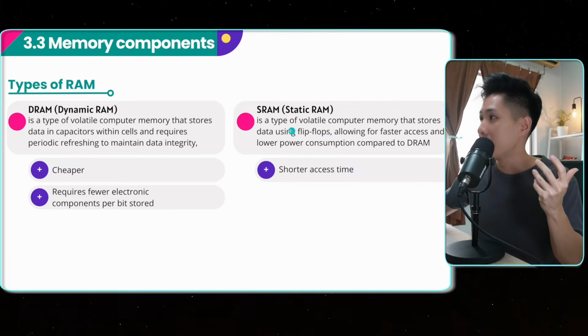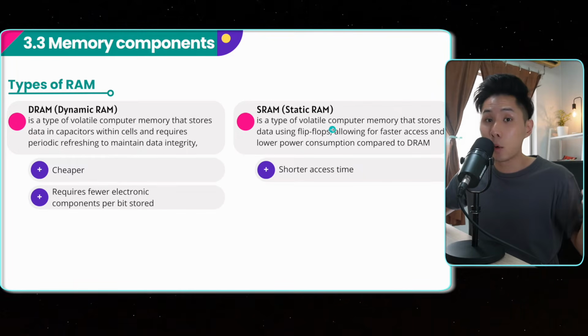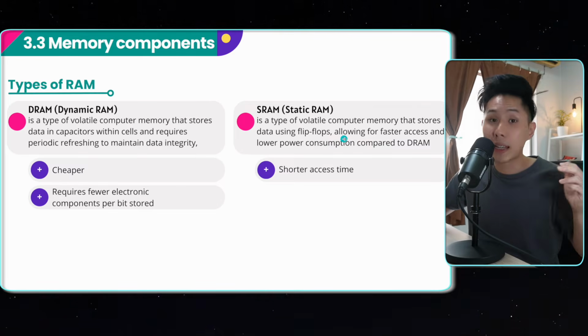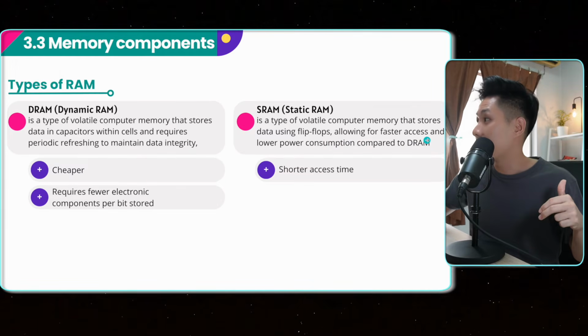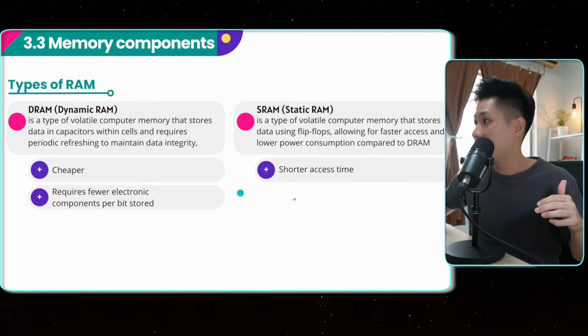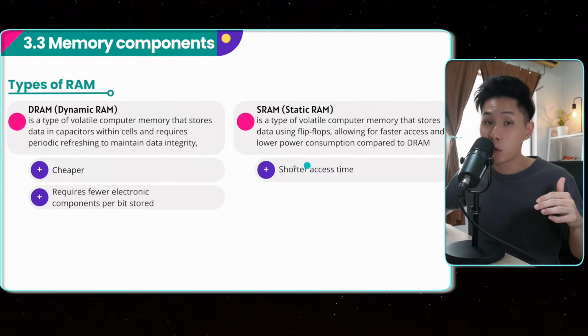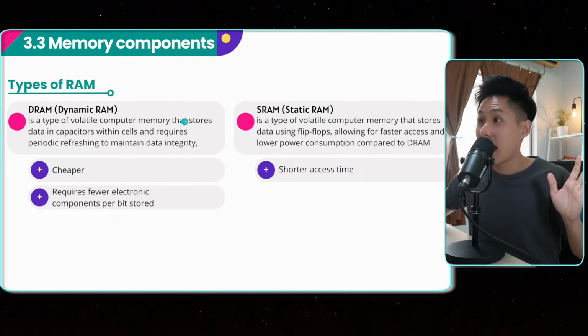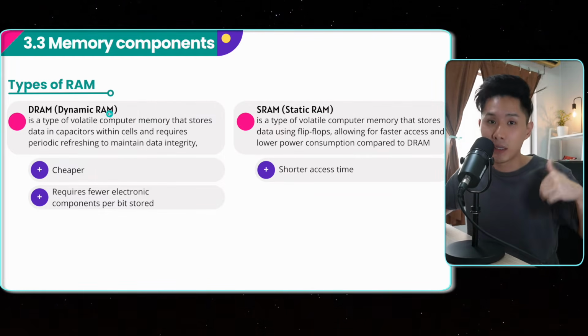Whereas the static RAM is another type of volatile computer memory that stores data using flip-flops, which is a type of logic gates, allowing faster access and lower power consumption compared to DRAM. And the benefit of it is that it has shorter access time. So the expensive one is faster, and the cheaper one is slower.